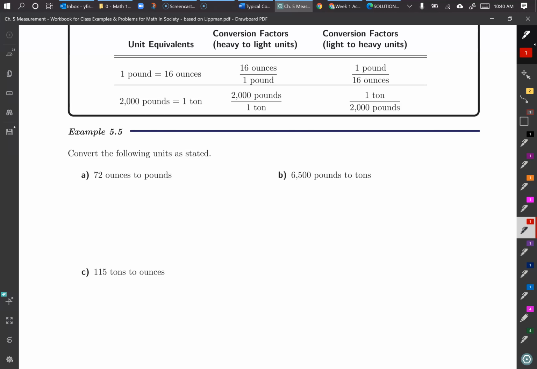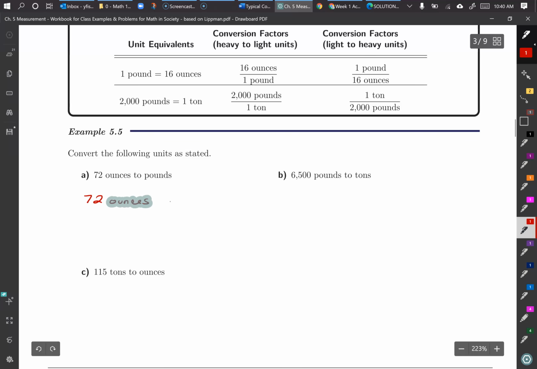Convert the following units as stated. So remember, we're going to put the given info over 1. So 72 ounces. And I do want to write the units there as well, so I'm tracking them. You can also write ounces like this, OZ, and then over 1. And then you're going to multiply it by the unit fraction that will get you over to pounds. So I want to get rid of ounces, so that's going to go in the denominator.